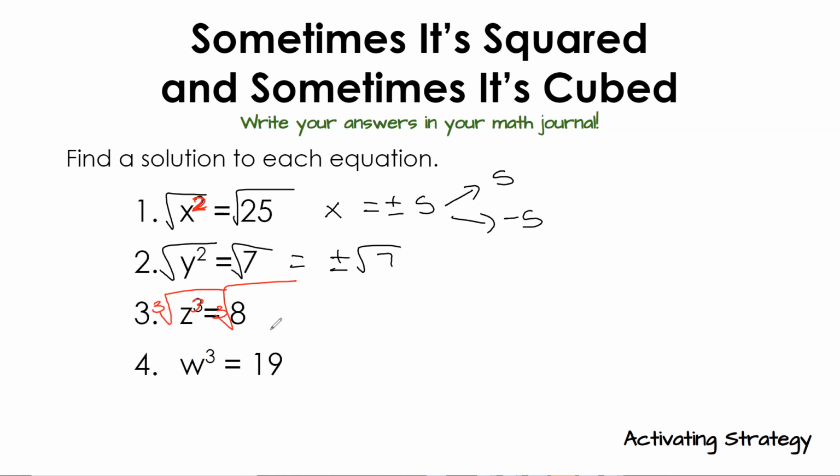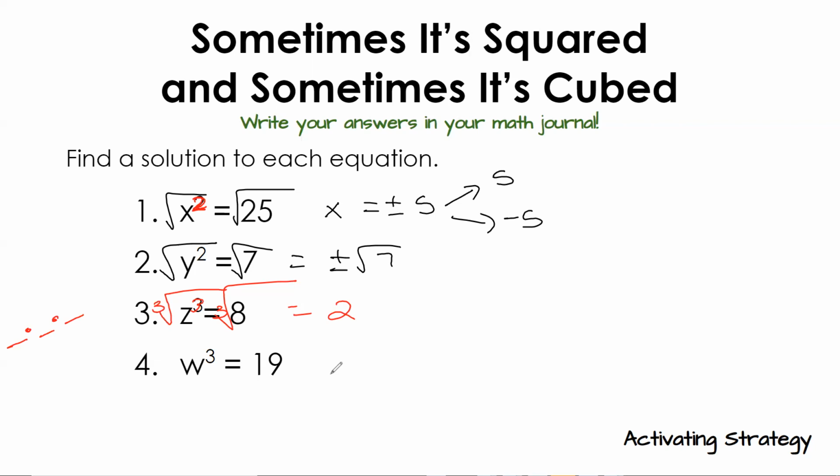Okay, when we take the cubic root of 8, we're trying to think of a number that if we multiply it by itself 3 times, we would get 8. So what number can I multiply by itself 3 times to get 8? 2. So this is going to be 2. Now, there's not going to be a negative version, because if we had a negative version, that would give us negative 8, and that's a no-go.